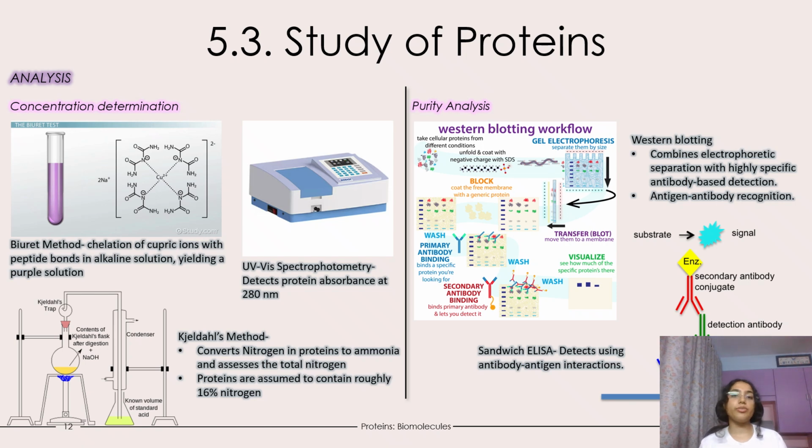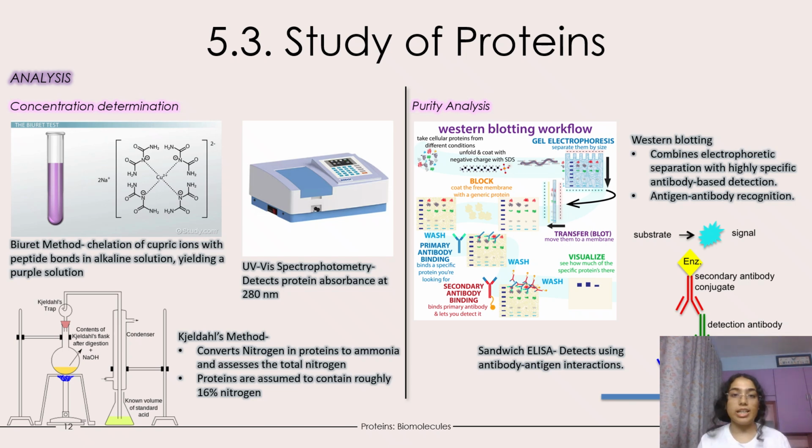Under chemical quantification, we have Kjeldahl's procedure. Protein samples are digested by boiling with concentrated sulfuric acid at 360 degrees Celsius in the presence of copper sulfate and sodium sulfate, converting nitrogen in proteins to ammonia. The released ammonia is quantified to assess the total nitrogen, and protein content is calculated using the factor that proteins are assumed to contain roughly 16% nitrogen. The most accurate and precise method, often used to standardize reference proteins, but it is time consuming, may take several days. Hence, it cannot be used for routine clinical assays.